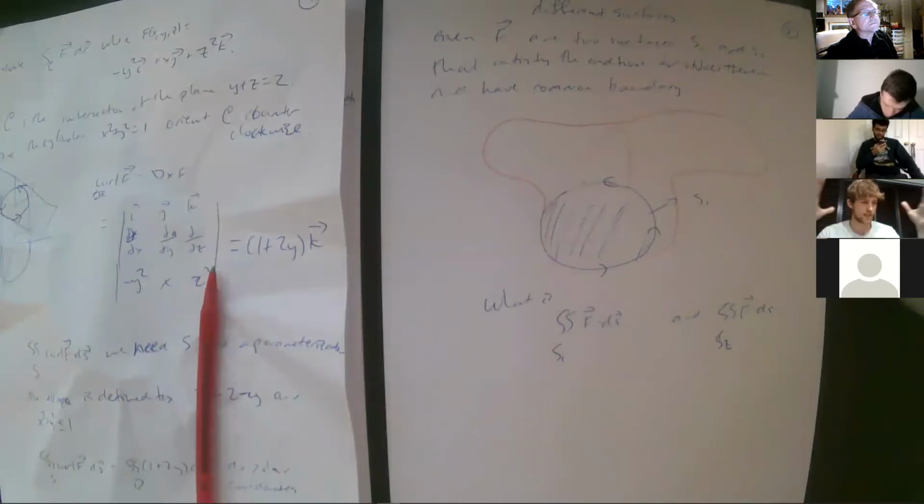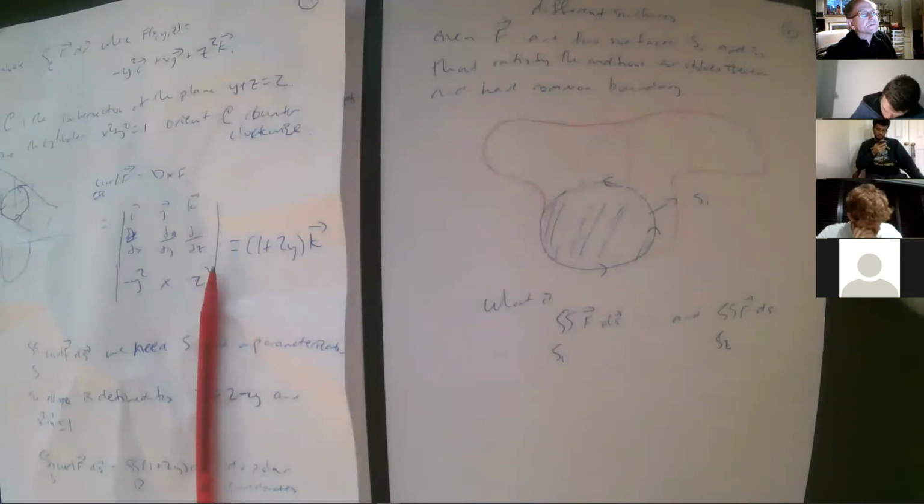So if they have the same vector field and the boundary is the same, then the flux is the same. No matter what the surfaces are, as long as the boundary is the same, the flux is the same. Right. So it doesn't matter what happens on the inside. It only matters what happens on the outside. Yeah.